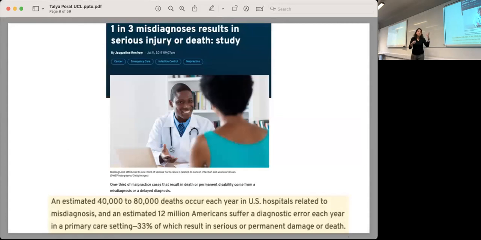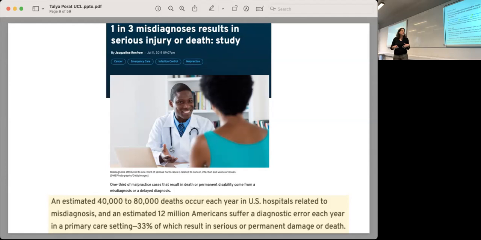Okay, yeah, so this is quite recent, from 2019. So yeah, 40 to 80,000 deaths in the US. And here it's estimated that 12 million Americans suffer diagnostic error each year in primary care.